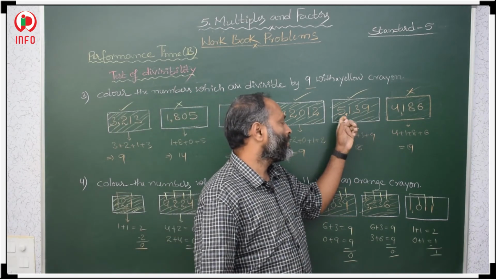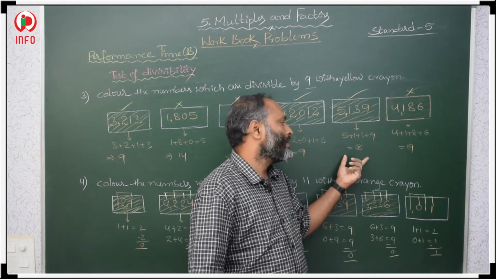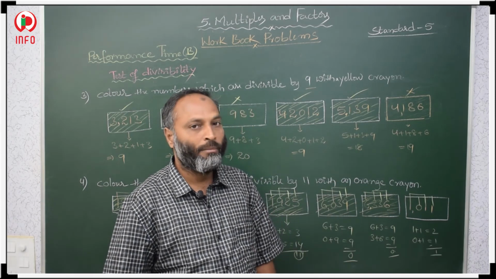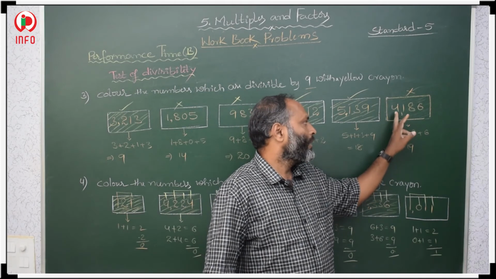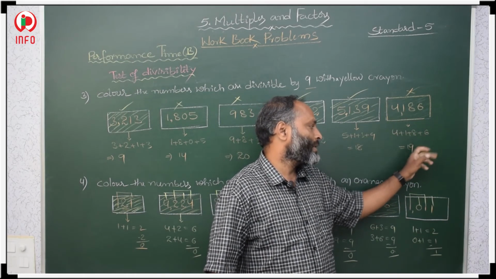Here, in this also, similarly, we have to find the sum of the digits. So, here 18, and 18 is divisible by 9. So, the number is also divisible by 9. And here, the 4186 sum is 4 plus 1 plus 8 plus 6, that is 19.